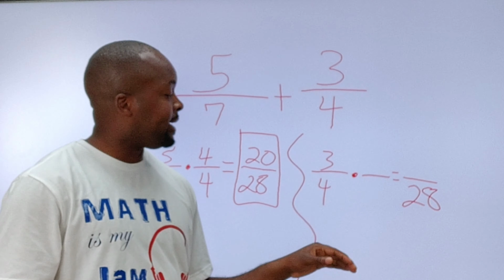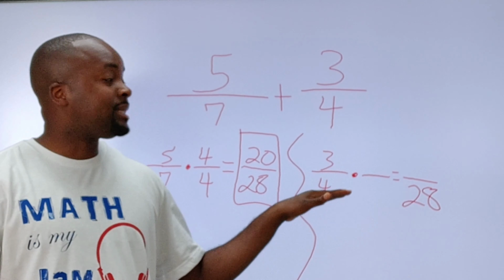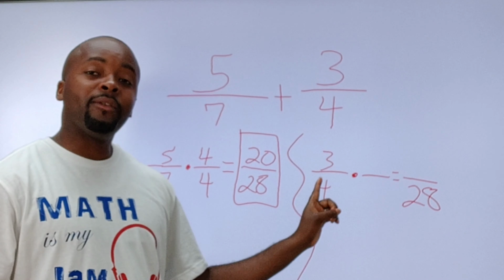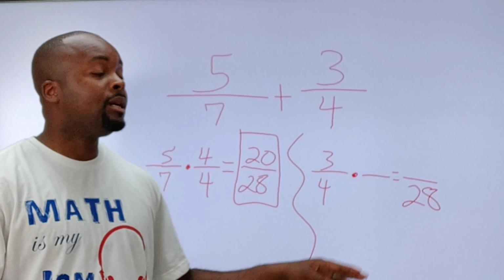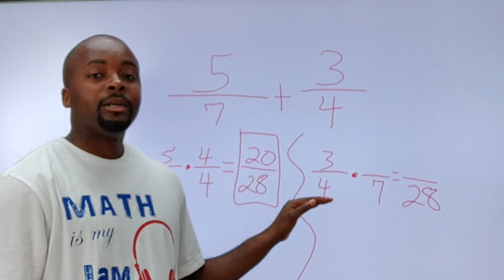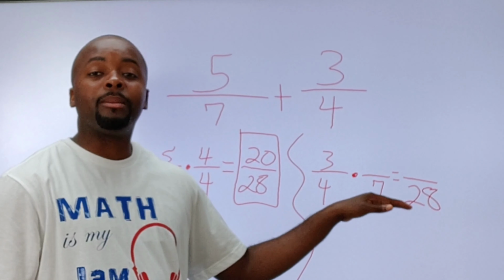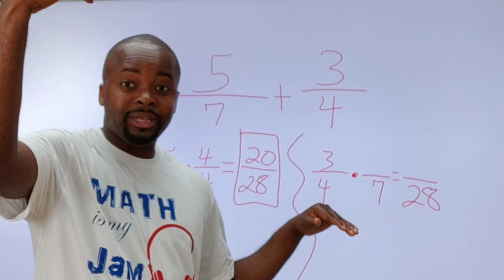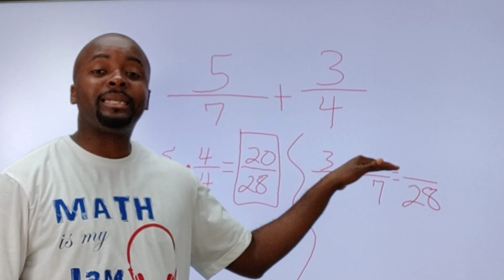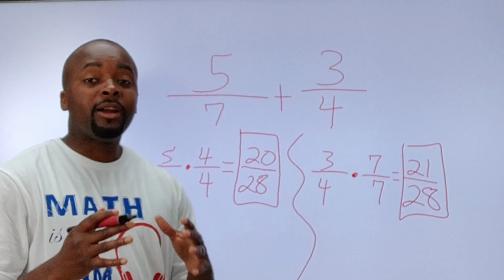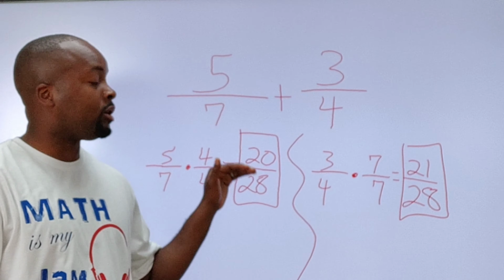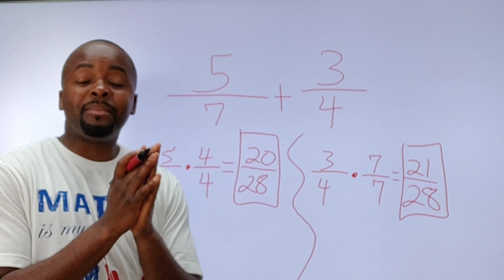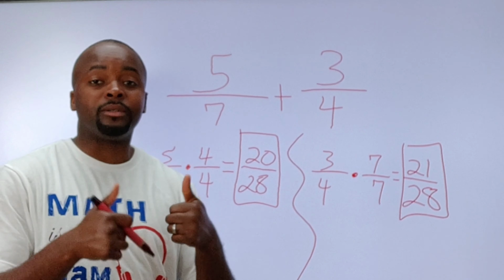On the other side of things, I have 3/4 times some fraction equals some fraction over 28. Well, I know that 4 times 7 equals 28, so I can put that there. Now, because I did 4 times 7 on the bottom, whatever I do to the bottom, I also have to do to the top. So then 3 times 7 equals 21. Therefore, my two new fractions are 20/28 and 21/28. Now I can add my numerators and I'll have my answer.